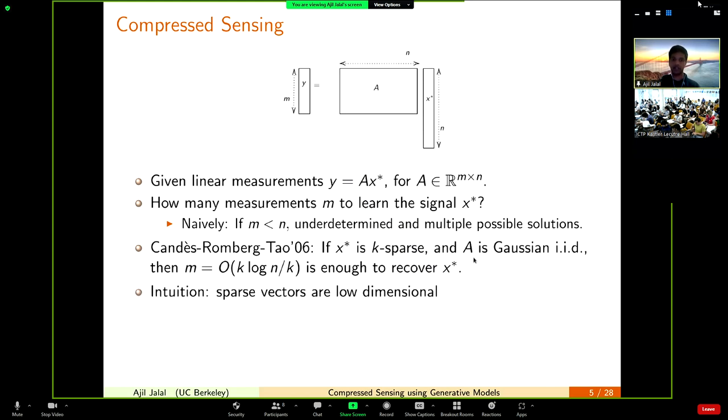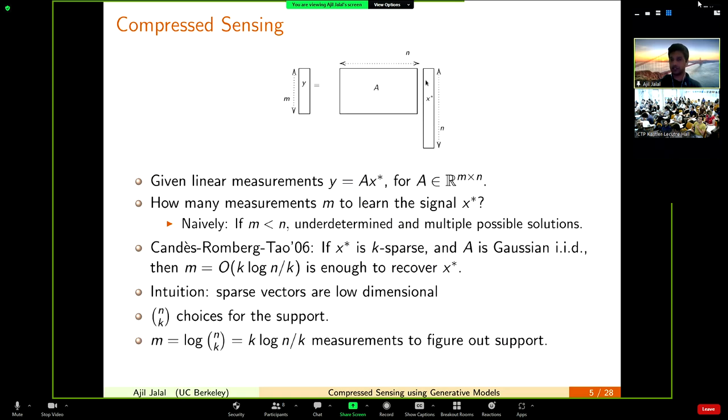And the intuition is that since you're only considering vectors that are sparse, these form a low-dimensional subset of R^n. And since if you're choosing k entries where x star is non-zero, there are only n choose k choices for the support. And the number of observations you need is roughly the log of those choices for the support, which is k log n over k.